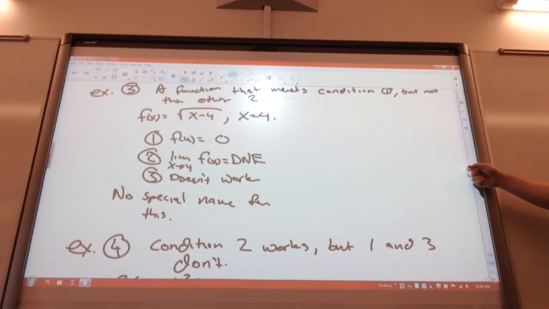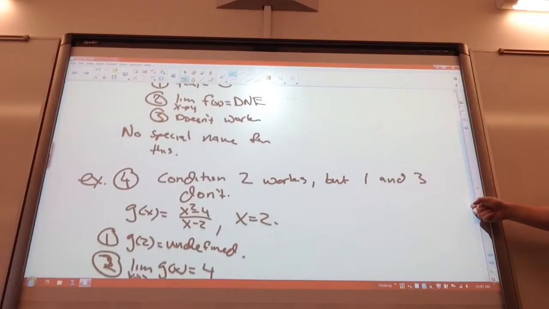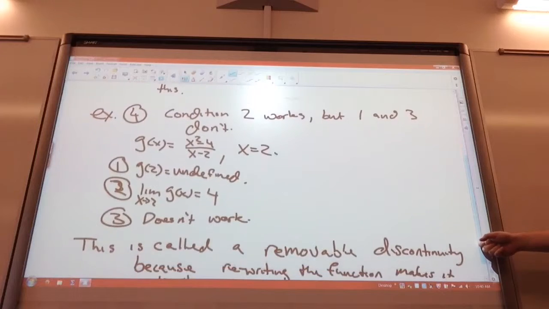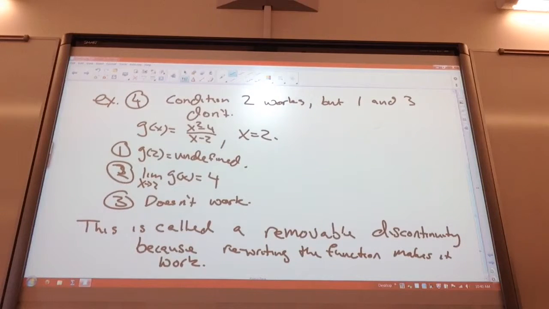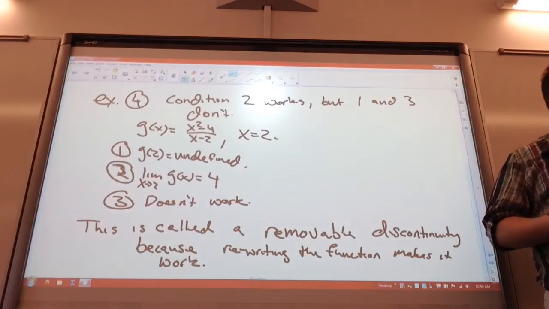Our next one is going to be one where the second condition works, but the first one doesn't. So, of course, the third one doesn't work. Okay? This happens with functions that have holes in them. So one like g of x equals x squared minus 4 over x minus 2. Again, we're looking at it when x is equal to 2.